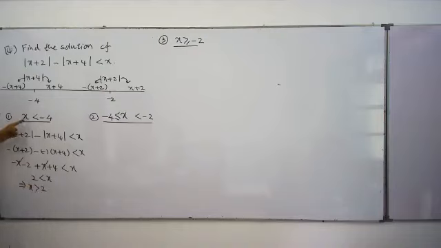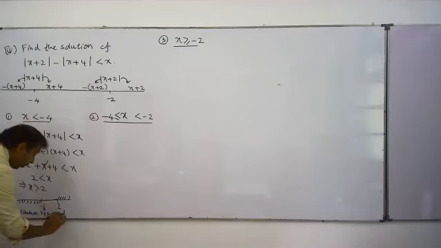Now, for this region and this region, we take the common region. x less than -4 means on the left of -4. x greater than 2 means on the right of 2. For these, people, there is no common region. So therefore, in this interval, no solution for this inequality.